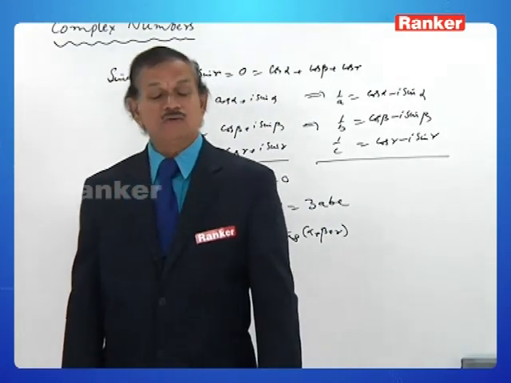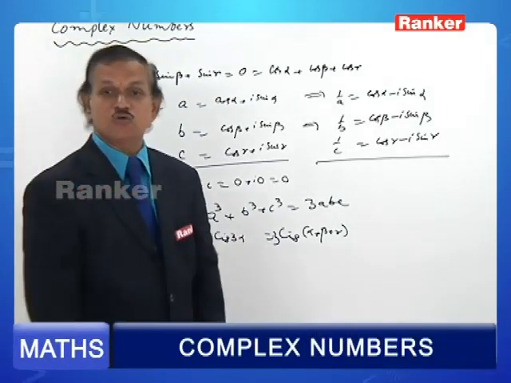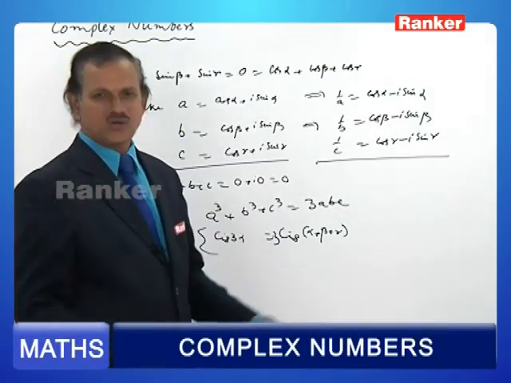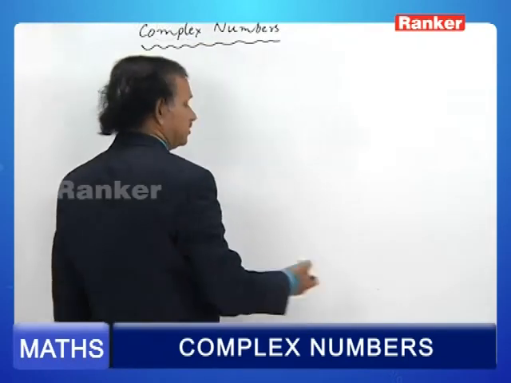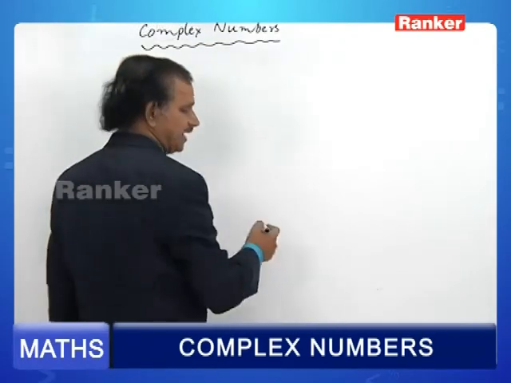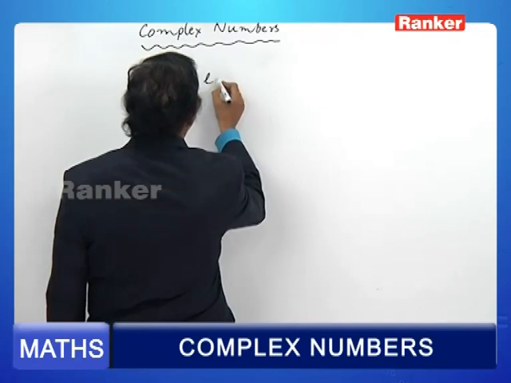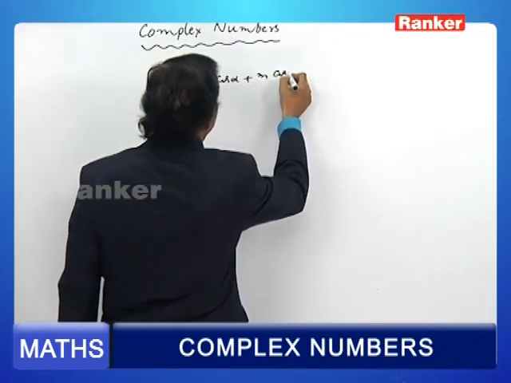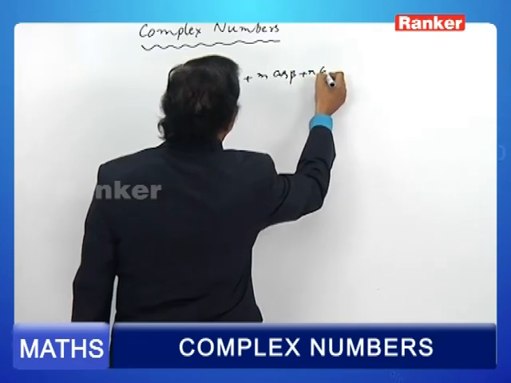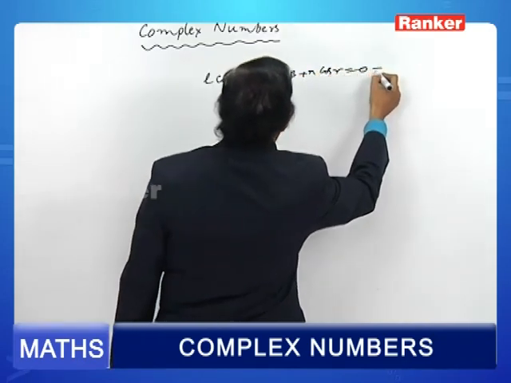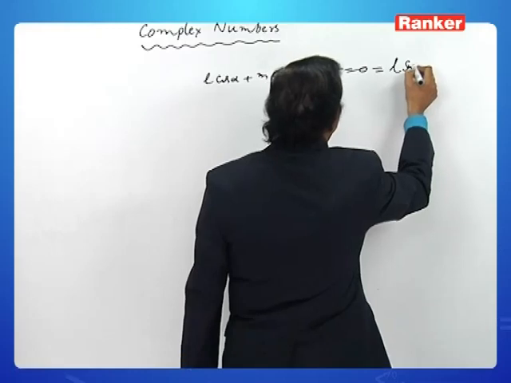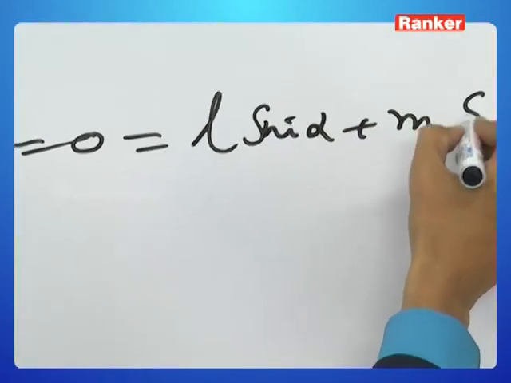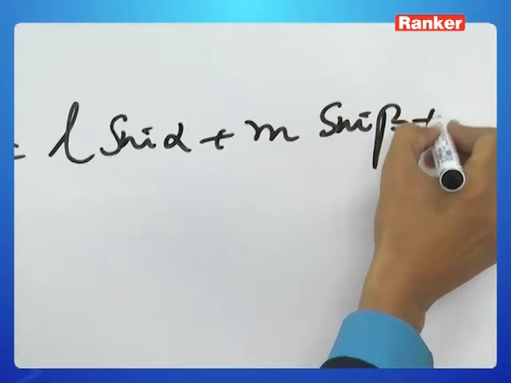Not only that, you can extend this result to another step also. What is that? Let us see. Suppose you have 3 real numbers L, M, N such that L cos alpha plus M cos beta plus N cos gamma is equal to 0 is equal to L sin alpha plus M sin beta plus N sin gamma.